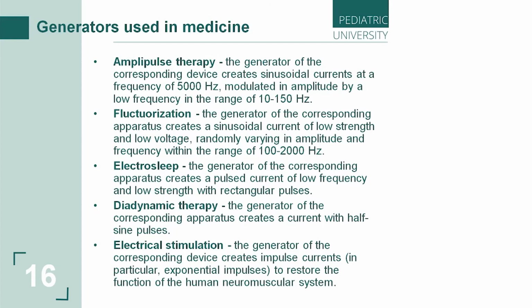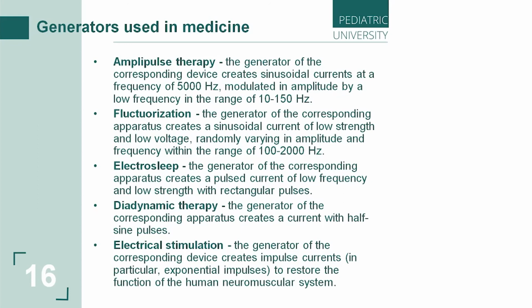What is the next type? Generators which we can use in medicine, in physiology especially. This is electrosleep. What is this? The generator of the corresponding apparatus creates a pulsed current of low frequency and low strength with rectangular pulses. And really, we use electrosleep now to recognize problems with the brain, especially with the conductive system or nervous system, when the electrical signal can go through our nerves into the brain and characterize our potentials.